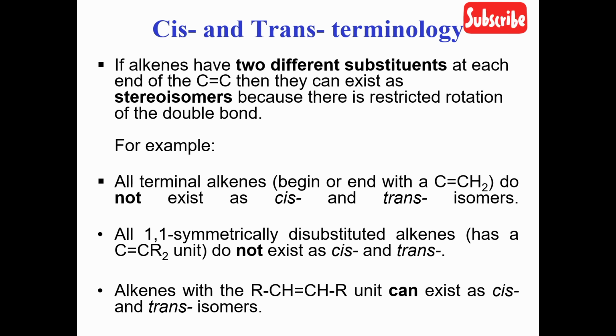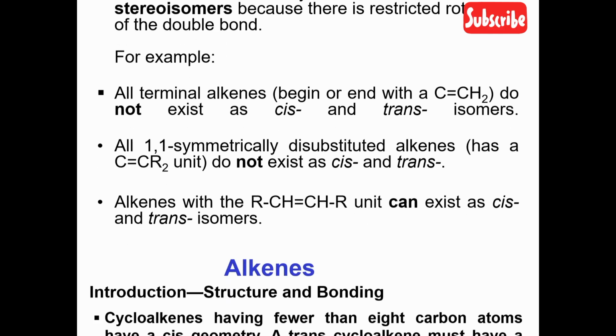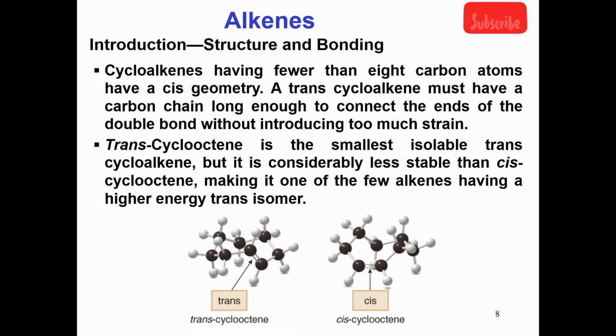Compounds that can exhibit isomerism are compounds that have different substituents on the carbons connected by the double bond. So all terminal alkenes cannot exhibit isomerism. Symmetrical alkenes cannot also exhibit isomerism. Cycloalkenes can also exhibit isomerism. In cycloalkenes, with the trans and the cis isomer, just like normal alkenes, trans isomers are more stable than cis isomers.